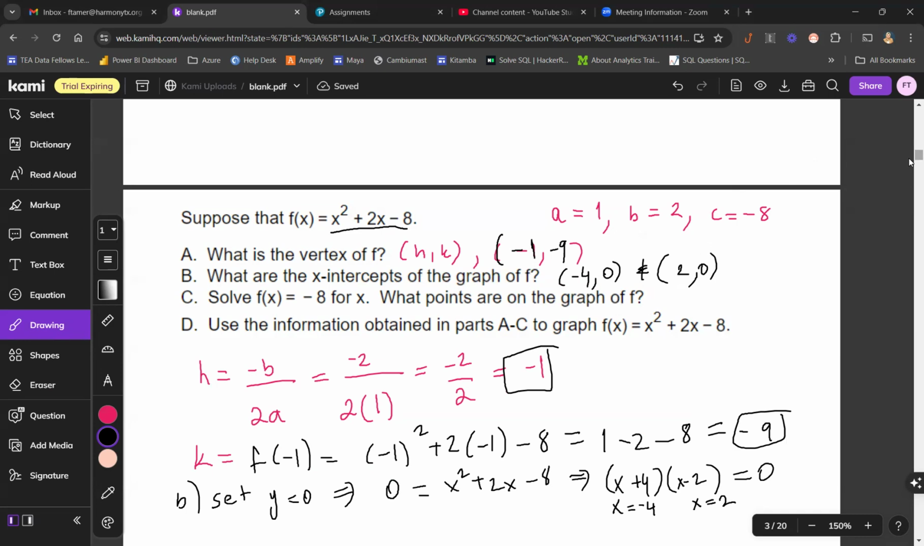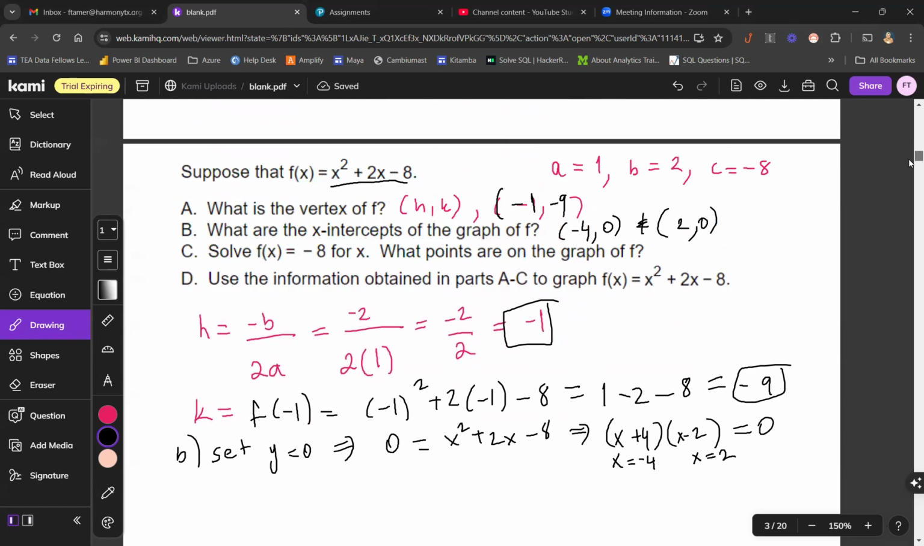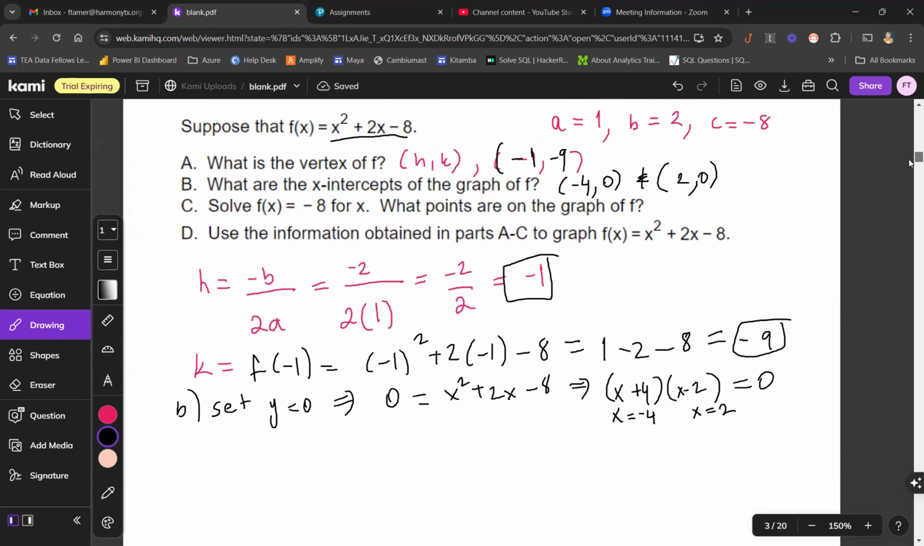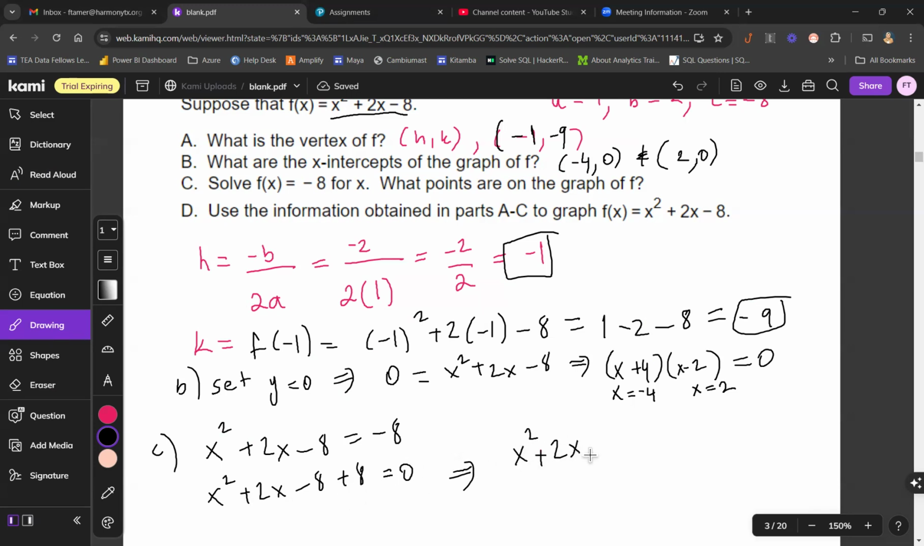The third question is, we're going to solve f of x is equal to negative 8 for x. What points are on the graph? So we have this x squared plus 2x minus 8, and the question wants me to set this equal to a negative 8. So I'm going to move the negative 8 to this side as plus 8 and set it to 0. Now when I organize what I have, x squared plus 2x, and then these two negatives will cancel out, will equal 0.